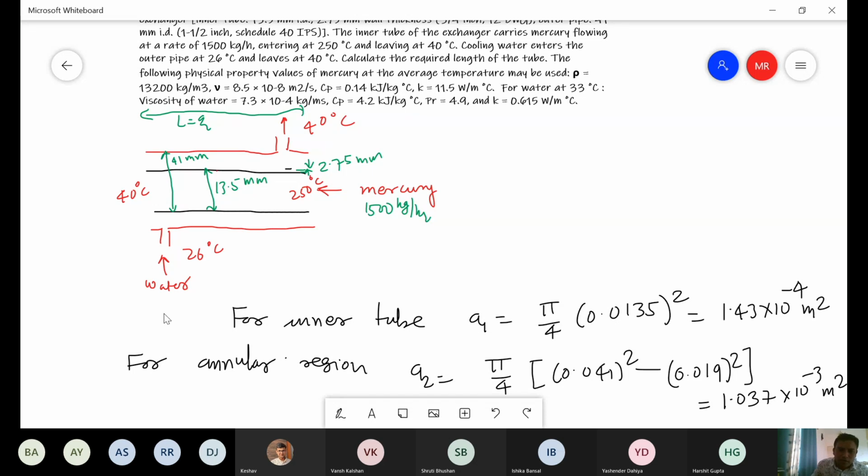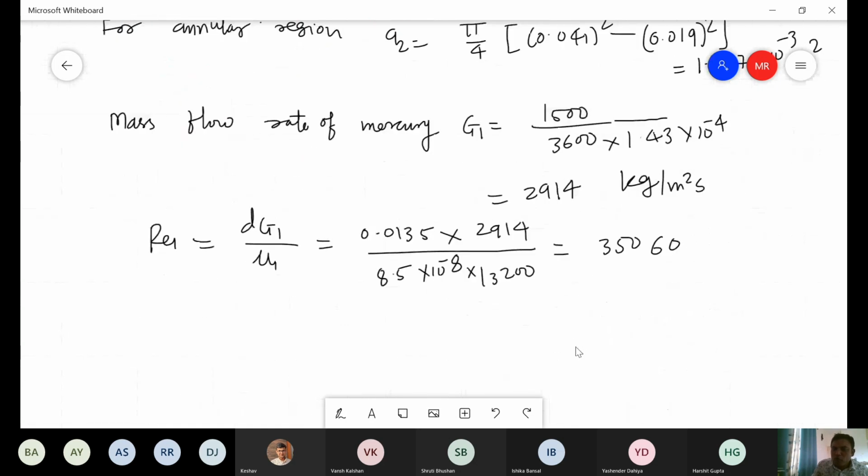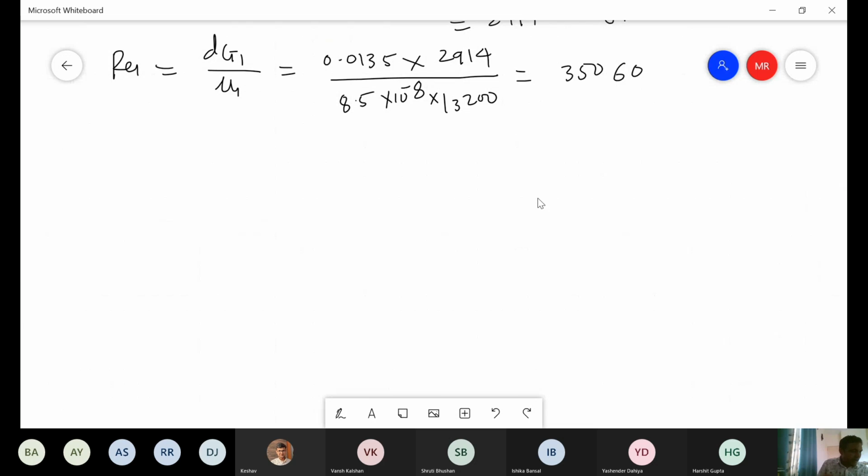But let us look at the water. For water, the inlet temperature we know, the outlet temperature we know, but the mass flow rate of the water entering here, that we don't know. So we can calculate the mass flow rate by making a heat balance. So what will be the heat balance? Whatever the heat lost by the mercury should be the same as the heat gained by the water, isn't it? So m cp dT for the mercury should be the same as m cp dT for the water, isn't it? So that we can write down, and from that we can find out the mass flow rate directly.